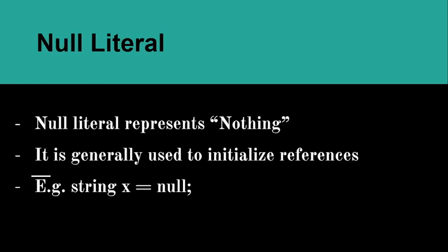So to end with, the last is null literal. Null literal literally means nothing. So to represent nothing, we have null literal. Okay, it is generally used to initialize the references. So if I create a string reference, let's say string x, and I currently want it to refer to nothing, because I want to make use of that in the further part of the program. So currently, how do I make it refer to nothing? And that is by null. So string x is equal to null. This is how I'll be able to make use of null literal.